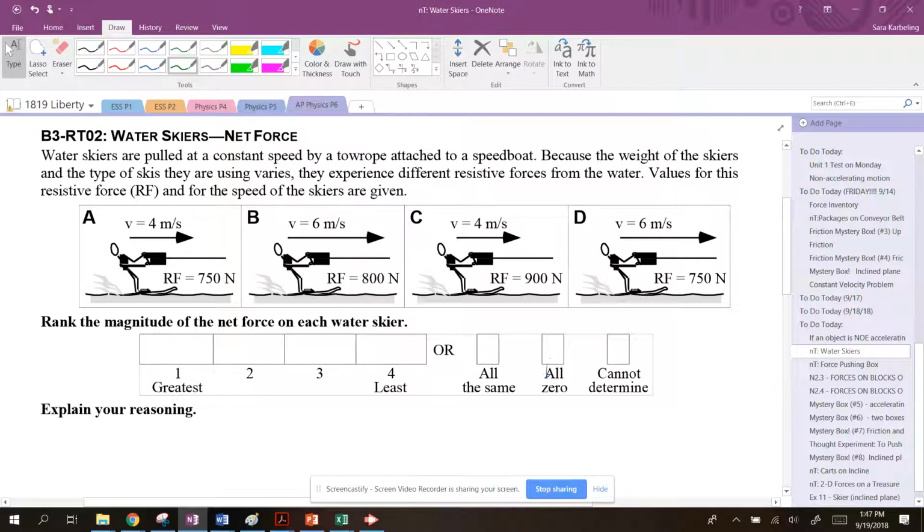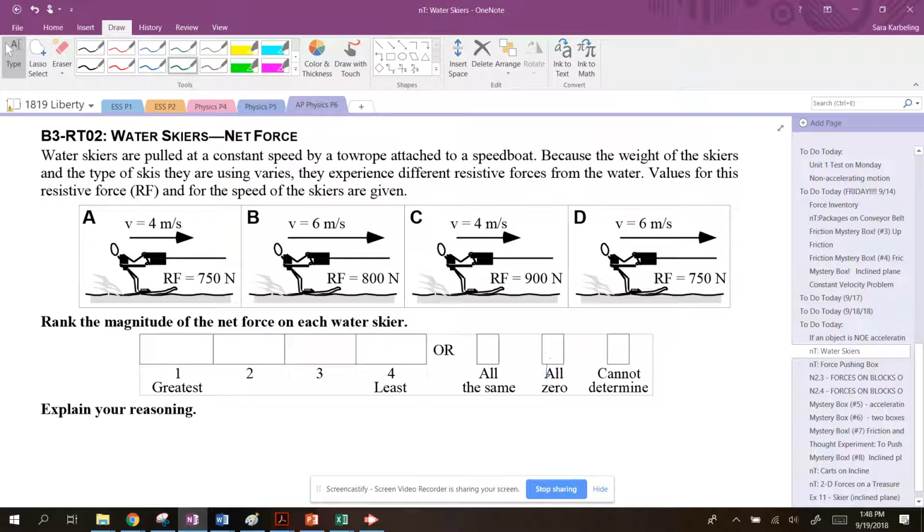Here they come. Question 1. Have we done this one yet? We have not, right? Okay, I couldn't remember because I feel like we did something else kind of like this. Water skiers are pulled at a constant speed by a tow rope attached to a speedboat. Because of the weight of the skiers and the type of skis they're using, they experience different resistive forces from the water, and these resistive forces are F sub skis on person, right? And the speed of the skiers are given.